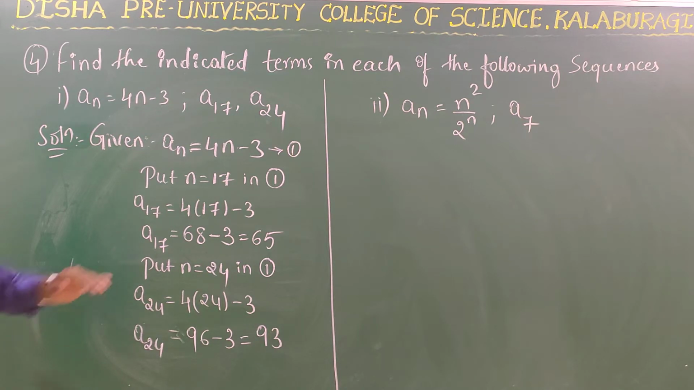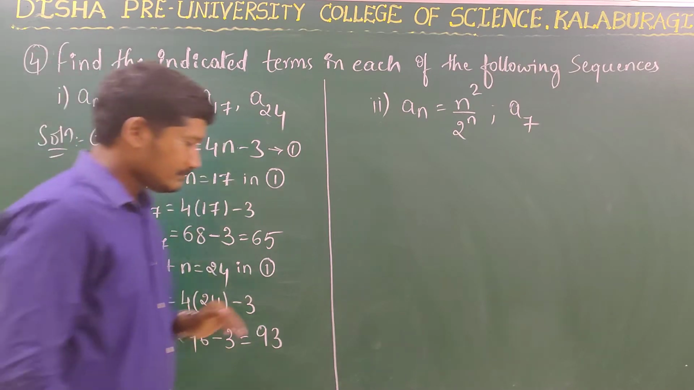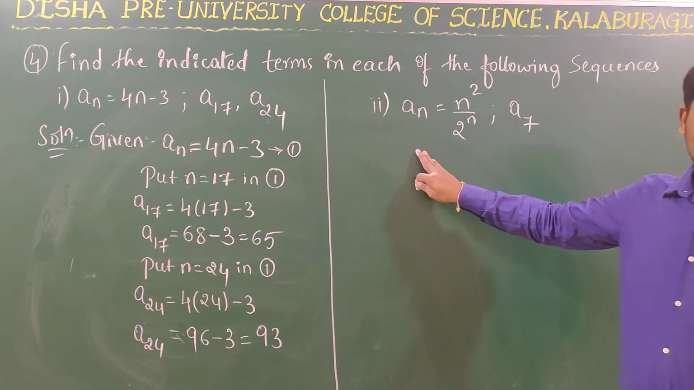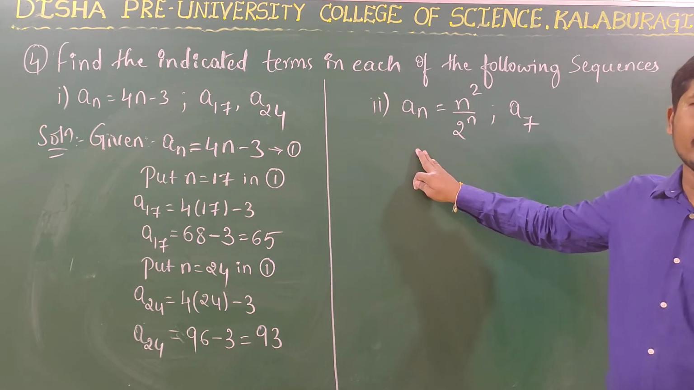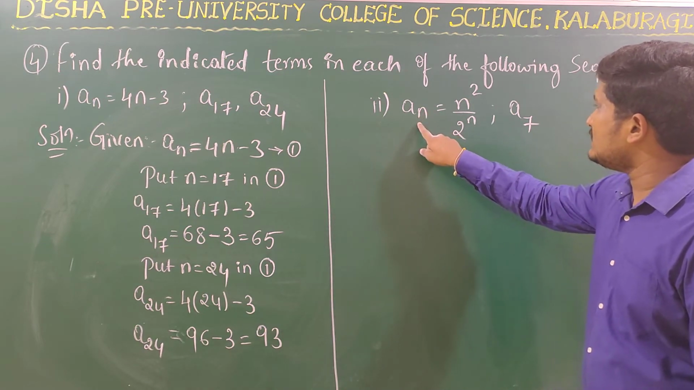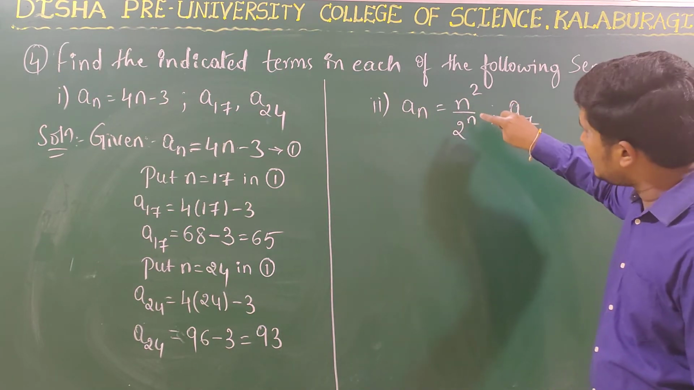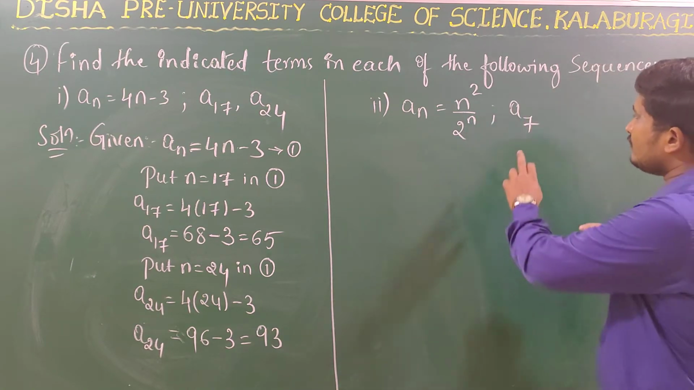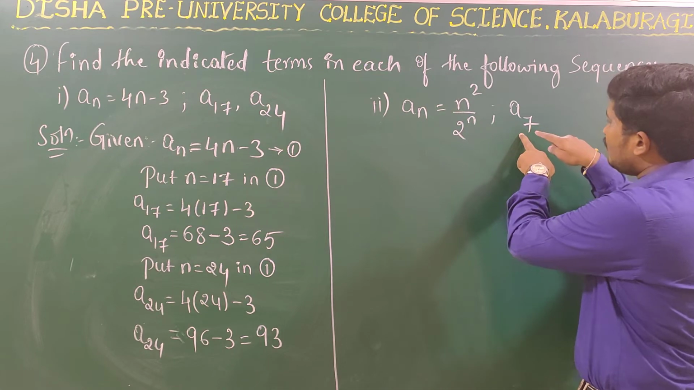I hope you understood this. Take this down. Now we will solve one more question based on this, and there are some remaining questions which will be for your home assignment. So the second question. An is equal to n square divided by 2 power n. So what we have to find out here?